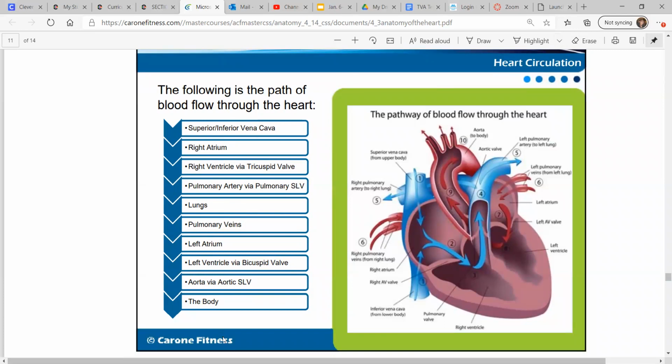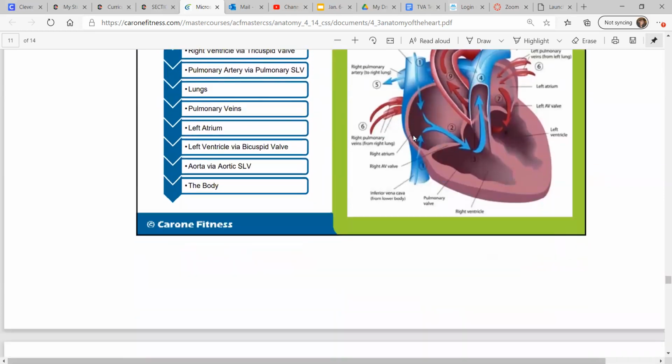All right. And in the next lessons, you'll become more familiar with this process, and it'll become very natural for you to think of this. The vena cava, superior, inferior, into the right atrium, into the right ventricle, and into the pulmonary artery. Lungs, it's where it gets oxygenated, and then it goes to the pulmonary veins, left atrium, left ventricle, aorta via aortic SLV, and then back to the body. All right.